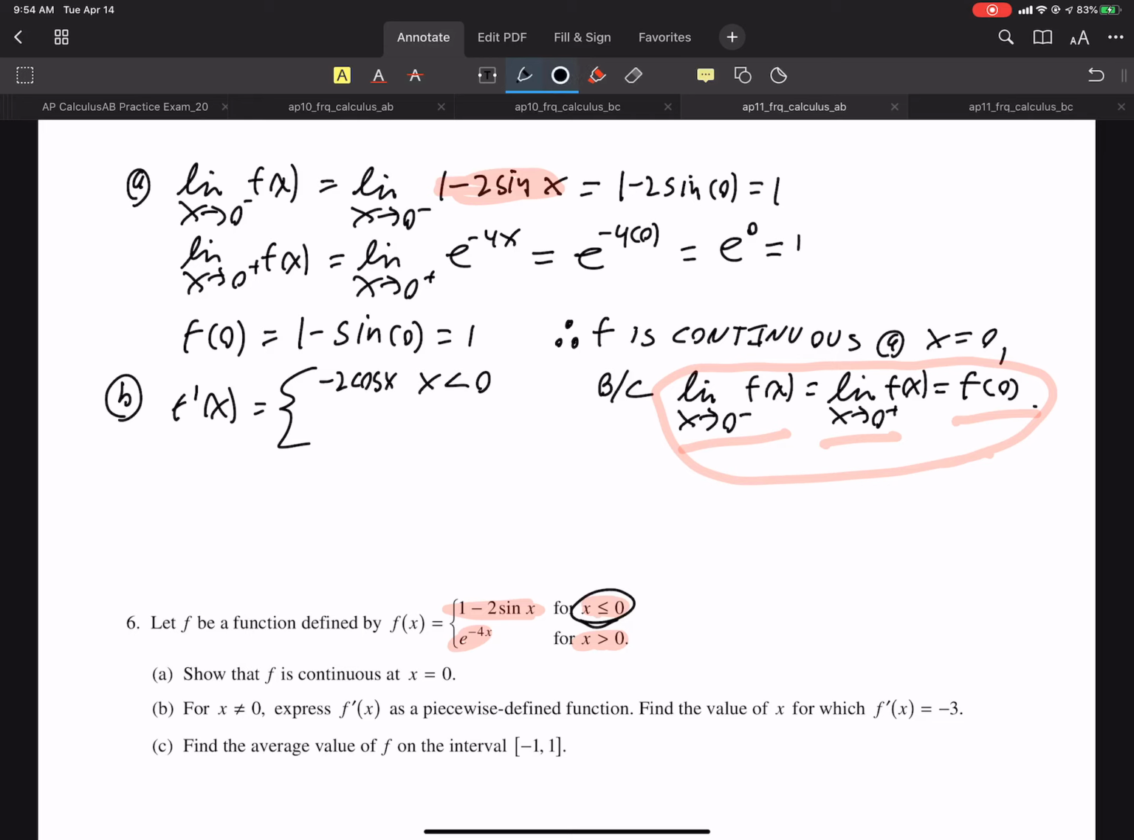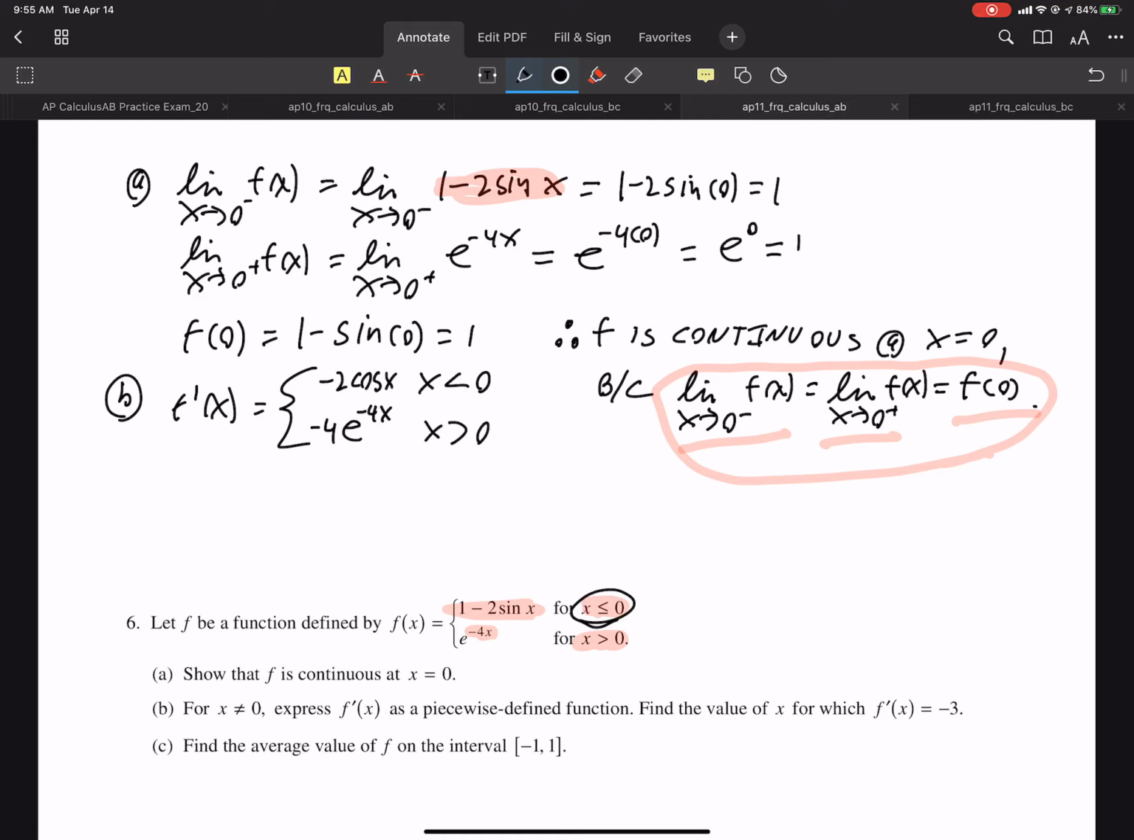And then to the right of 0, we're just going to take the derivative of e to the -4x. But that's not x. If it was just an x, the derivative is easy. It's just itself. But since that's a box, the derivative will be e to the box. It's a function when I say box. It's e to the function times the derivative of the function, which is negative 4. So that is the derivative.